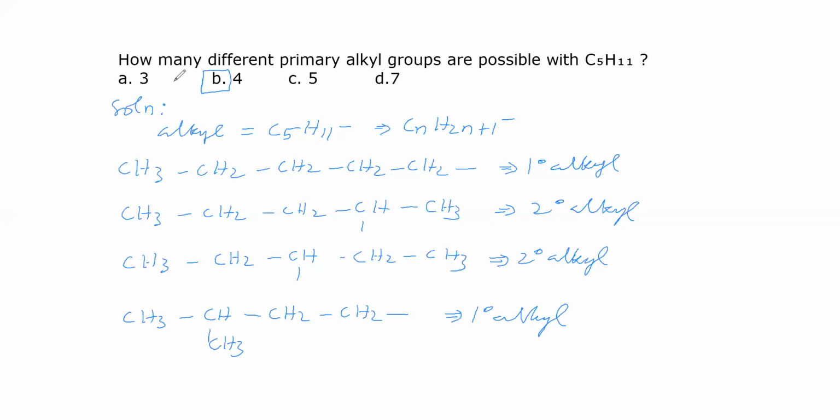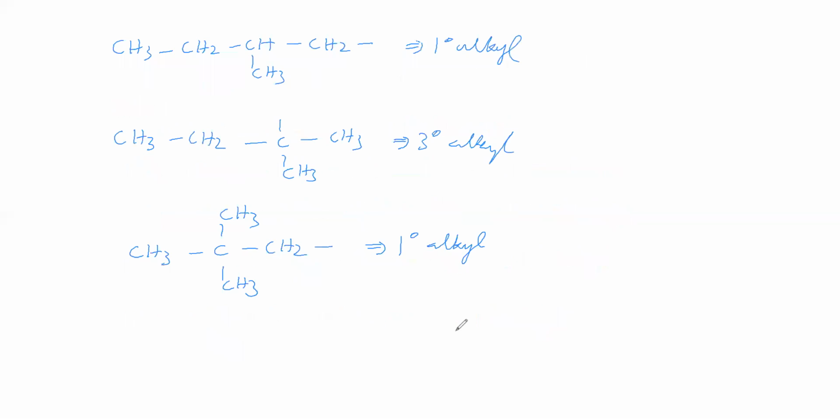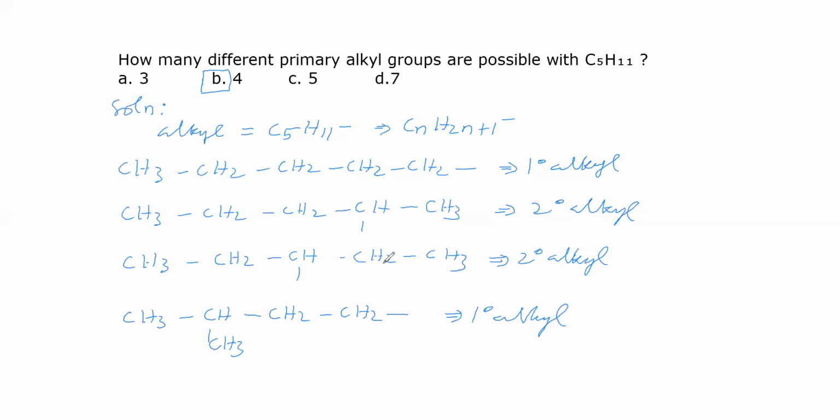What they asked is how many different primary alkyl groups are possible with C5H11. That means the number of different primary alkyl groups. This is one primary alkyl group, this is the second, this is the third, and this is the fourth primary alkyl group. Therefore, the answer for this question is 4 different primary alkyl groups. So the answer is option B.